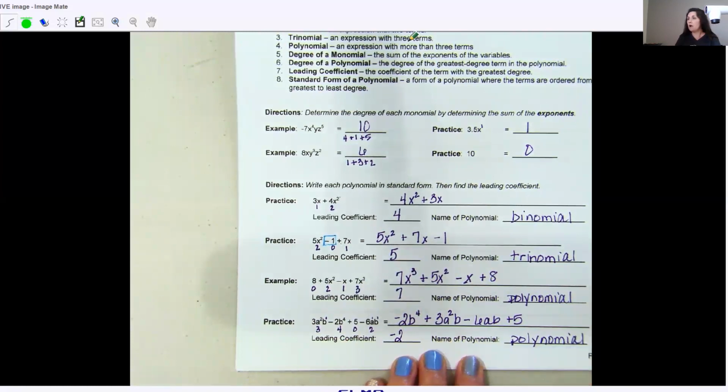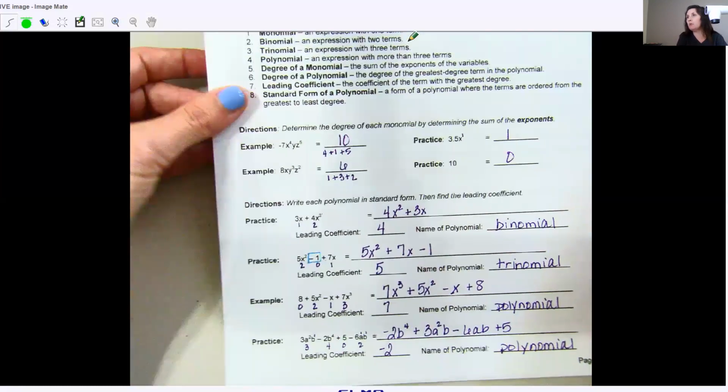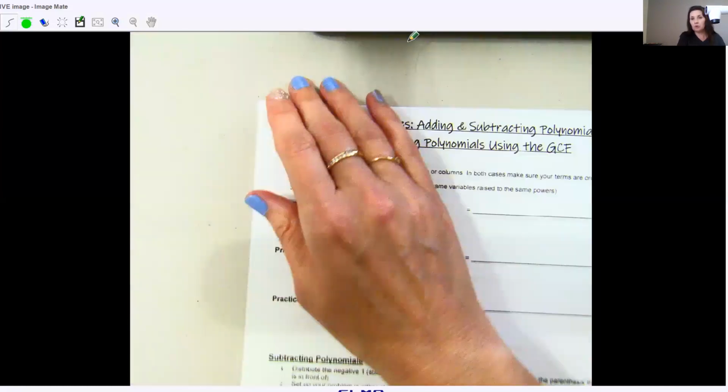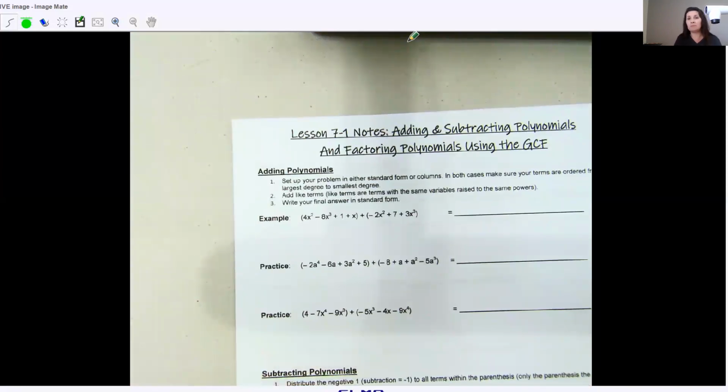Okay. All right, so that is page 1, just identifying your polynomials. And we're going to go now to adding and subtracting polynomials. Okay, so this is just like combining like terms.